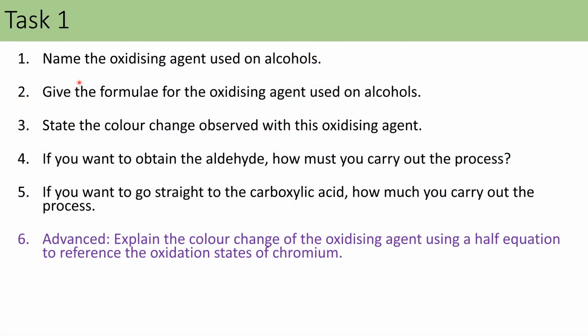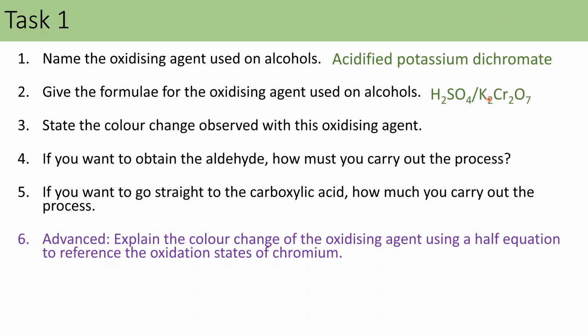Okay then, right. So our oxidizing agent, you should have named it as acidified potassium dichromate. As for its formula, you should have given us H2SO4/K2Cr2O7. You could have just written 2H+ here instead if you wanted to. The colour change should have been orange to green. To get the aldehyde, we've got to distill it, otherwise it will further oxidise into the carboxylic acid. If you want to go all the way to the carboxylic acid, you're going to use reflux.